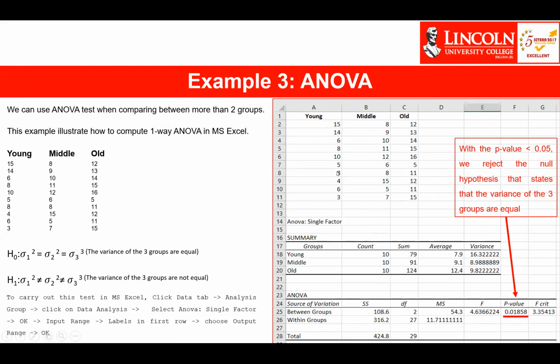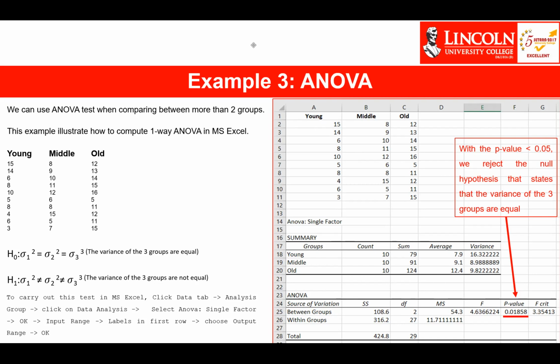Now we can also perform ANOVA. ANOVA stands for analysis of variance. And when do we use this? We use ANOVA test when comparing more than 2 groups. If you remember, the first example was 2 groups, condition A and B. The second example is also 2 groups, but this time I have 2 different groups. Then in a situation whereby you have more than 2 groups, how do we handle that? In that case, you can use ANOVA.